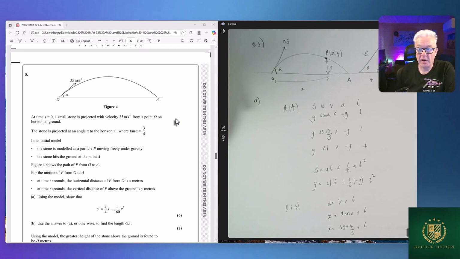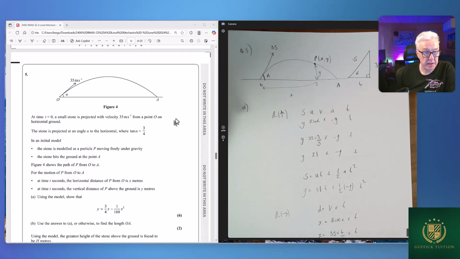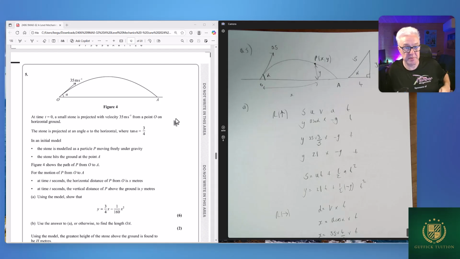Hey everyone, this is question 5 on Mechanics 2024, and we've got a projectiles question. So it says, at time t equals 0, a small stone is projected with a velocity of 35 meters per second from a point O on horizontal ground. The stone is projected at an angle of alpha to the horizontal where tan alpha is equal to 3/4.